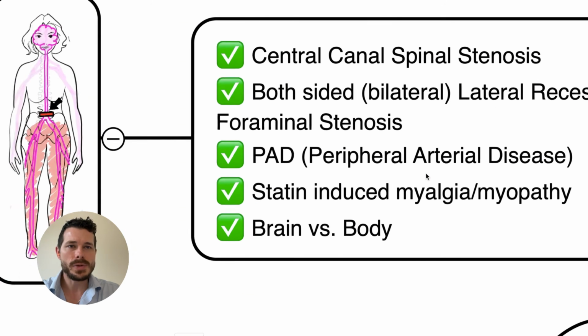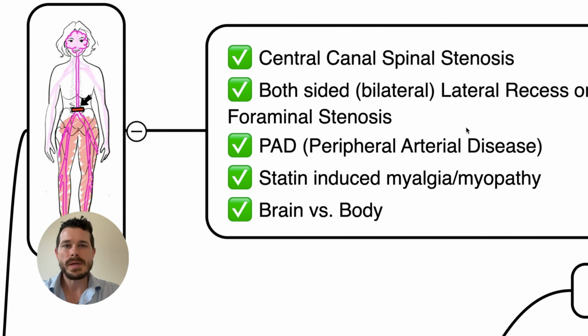So it could be central canal spinal stenosis. It could be both-sided or what we call bilateral, lateral recess, or foraminal stenosis. A fancy way of saying you have holes where the nerves exit in the spine, they get closed off a bit. It could be an arterial problem, a blood supply problem, peripheral arterial disease. I've seen this enough to list it.